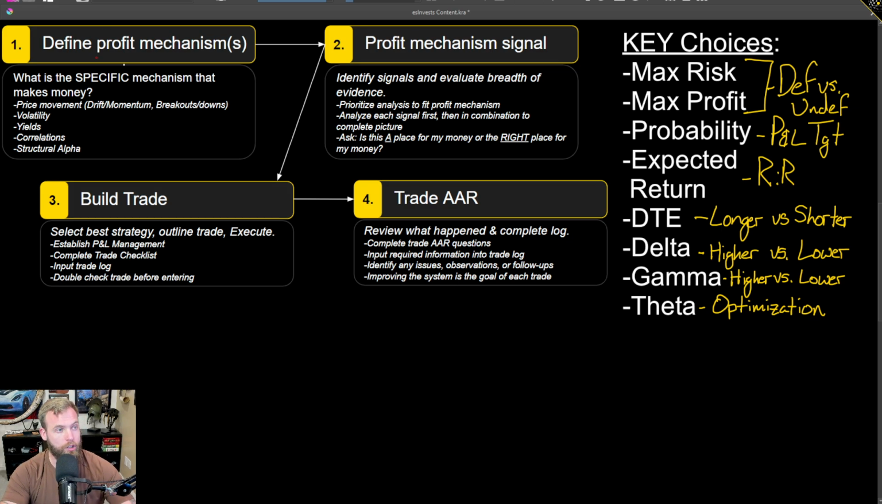The summary of this is when you're thinking about building an options trade, you should think about the profit mechanism that you're trying to exploit, the signals that help you find it. Then, as we're building the trade, we have to optimize the structure of the trade based on these two components. And then these different elements inform what makes the most sense for us.